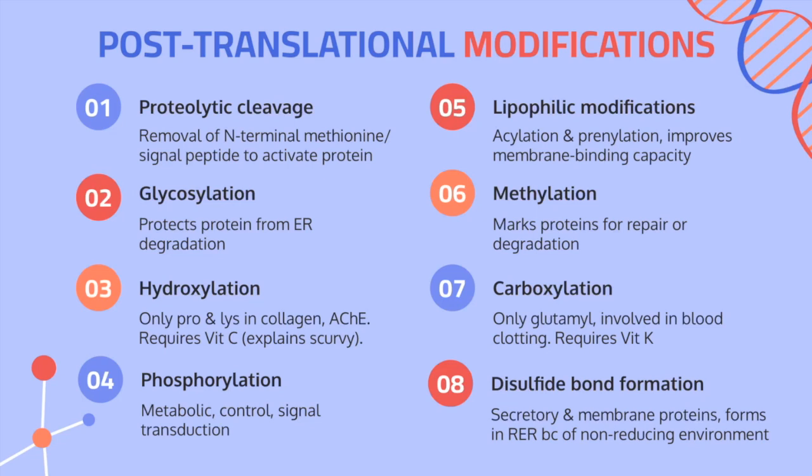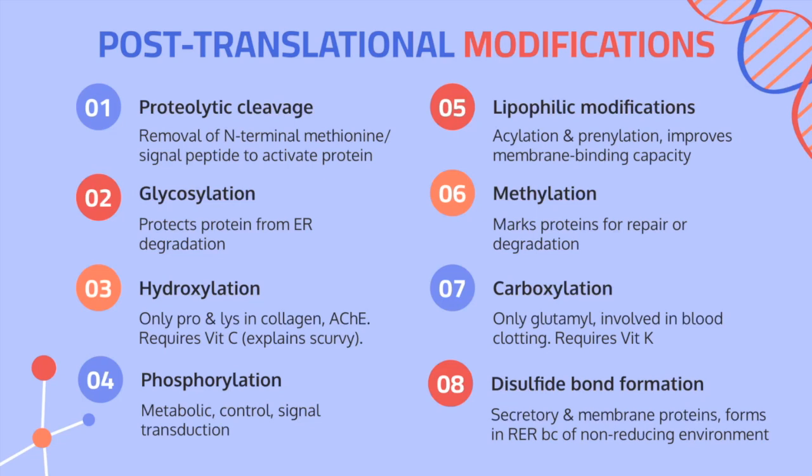Then we have phosphorylation, which plays a role in metabolism, control, and signal transduction, among others. We have lipophilic modifications, adding a lipid to a peptide. As we know, plasma membranes are lipophilic, so adding a lipophilic modification will improve the membrane binding capacity of these proteins. Two examples of lipophilic modifications are acylation and prenylation. Next, we have methylation. It marks proteins for repair or degradation.